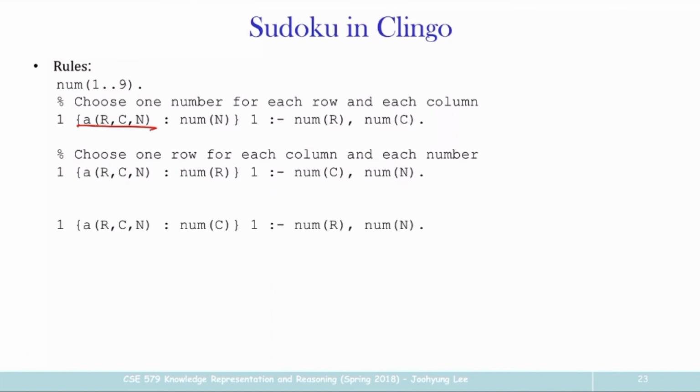And similarly for this one, if you are given a row and number, there should be exactly one column. So basically you have 3 things. If you're given 2, that should uniquely determine the other one. You're given the row and column, then you should give the number; row and number, you should give exactly one column, and also the other one.